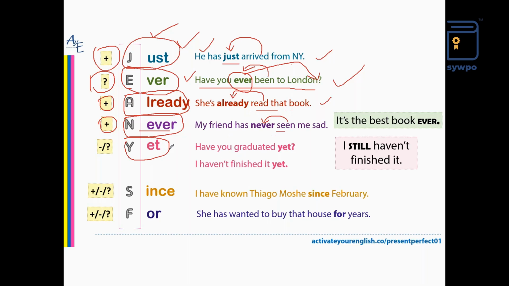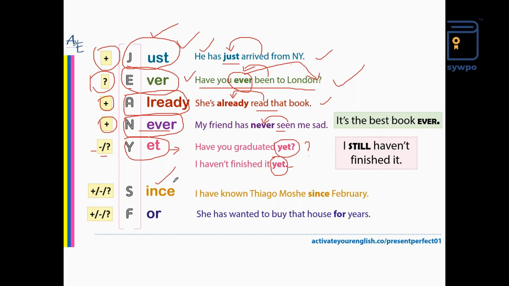But the word yet is the only word which goes at the end of the sentence. Okay? And you use it in negative and question only. You don't write it in positive sentence. Have you graduated yet? I haven't finished it yet. So the word yet goes at the end of a question or of a negative sentence. Okay?